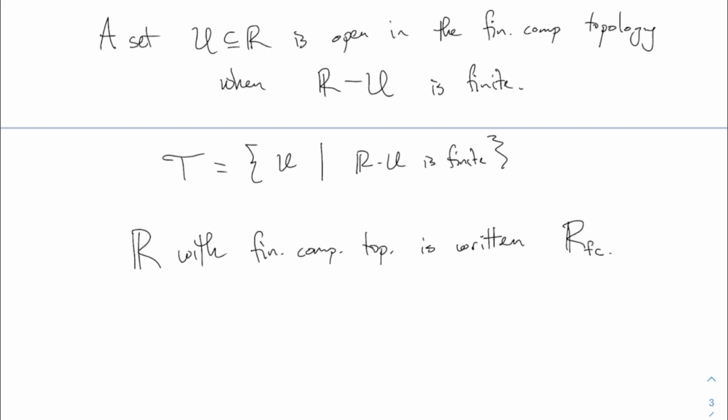Oh, sorry. One technicality. The empty set does not have finite complement, so I have to say this: union empty set. That means the sets which are open have finite complements, or the empty set. The empty set always has to count as open in order for it to be a legal topology. So a set is open in the finite complement topology when R minus U is finite, I should say technically, or U is the empty set, right? The empty set must be included as an open set, or else nothing works in topology.